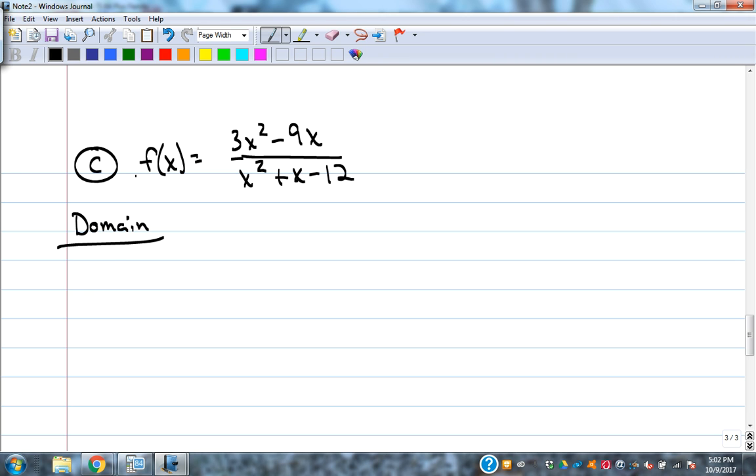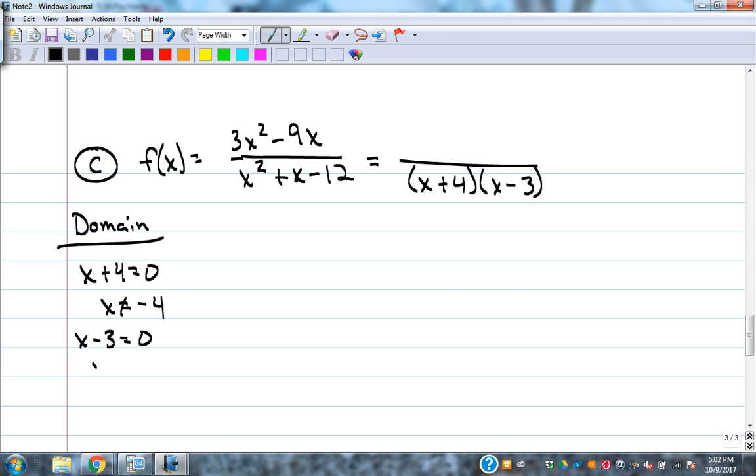Let's find the domain. So to find the domain, I know I'm going to factor the denominator if possible. How does that factor? x plus 4 and x minus 3. So the domain is going to be x plus 4 equals 0, that'd be x can't be negative 4. Set x minus 3 equal to 0, x can't be 3.